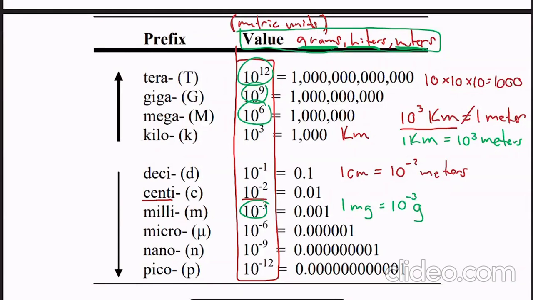If I wanted to know 1 microliter, well, here's my liters, and I know that micro is 10 to the minus 6, so 1 microliter is 10 to the minus 6 liters. And this is how we use this table, right? You do have to know all of these values, though. This is one of the tables that you're going to want to memorize for the exam.